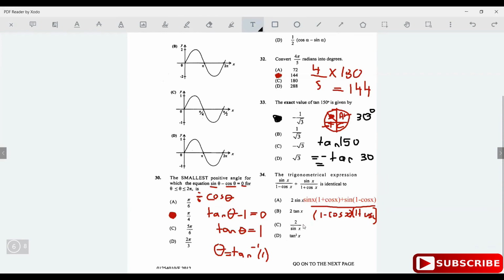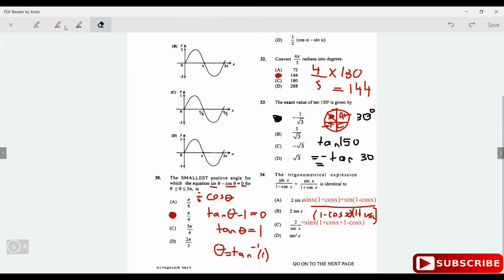Now, as you can see right here in this numerator, if you factor out sin x, you're going to have 1 plus cos x plus 1 minus cos x. That's what you're going to have if you factor out in the numerator.